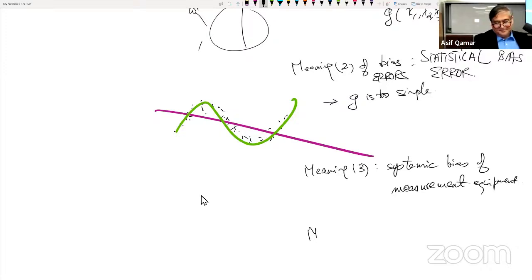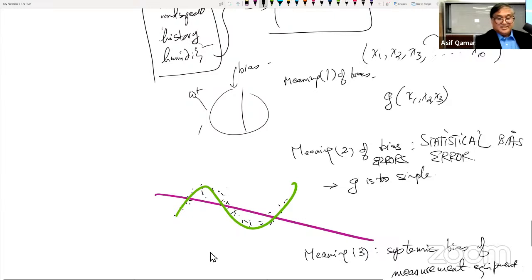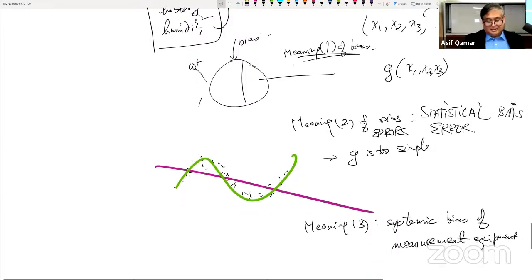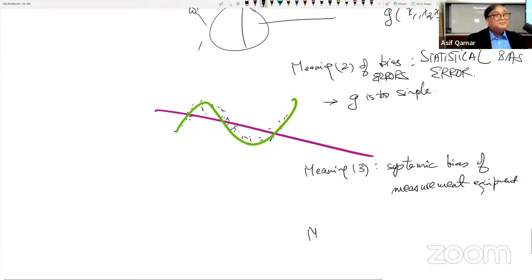So in neural networks, which one are we referring to? Depending on the context, all of these. This is a neuron, so of course it has meaning 1 of bias. If you make your network too simple, not enough neurons, so this answers the question about layers, not enough layers, not enough neurons in the layers, then you will have the second kind of bias. And if your data itself has been mismeasured, then you will have the third kind of bias, which of course the network cannot cure.